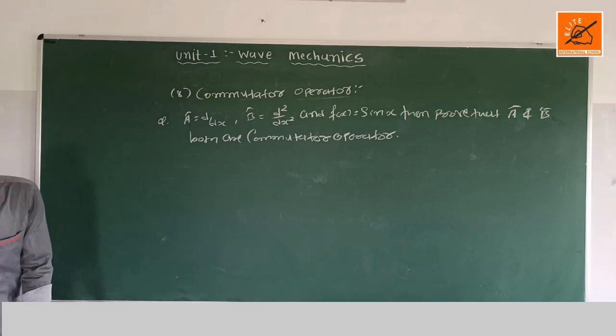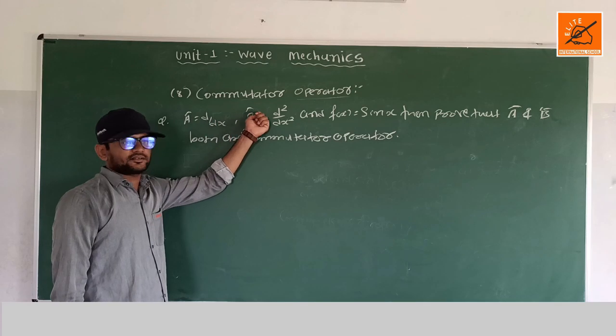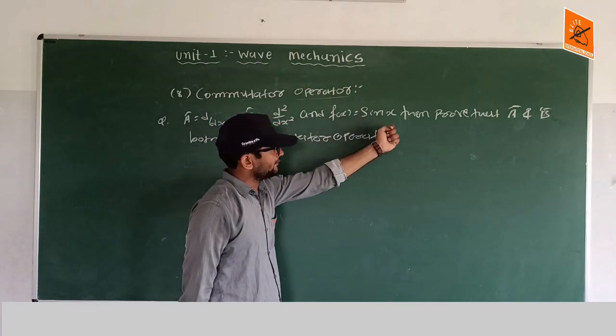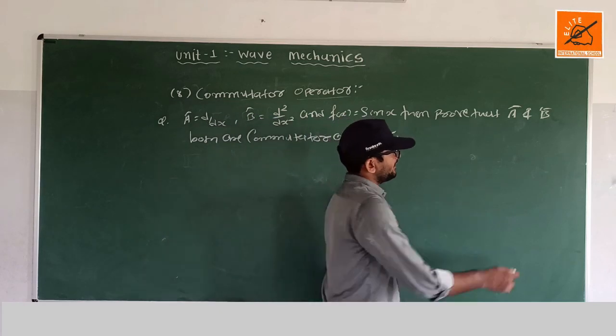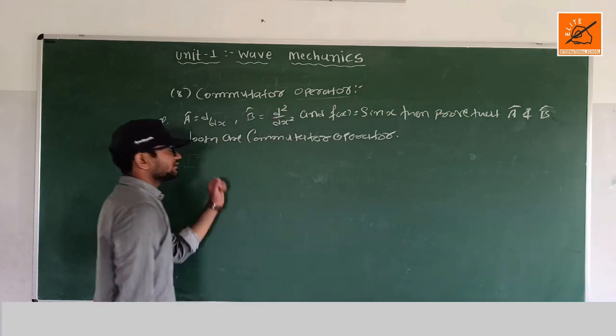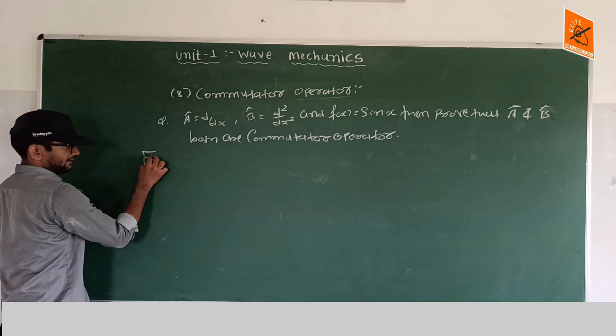Okay, so the question is: A cap is equal to d by dx, B cap is equal to d square upon dx square, and the function f(x) is equal to sin x. Then prove that A cap and B cap both are commutator operators.